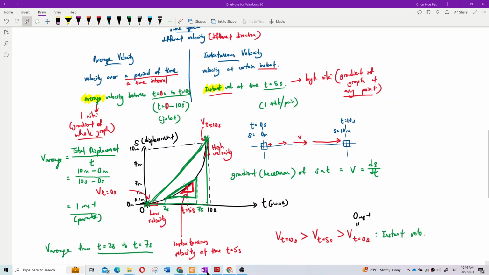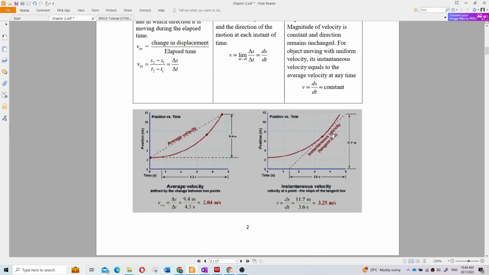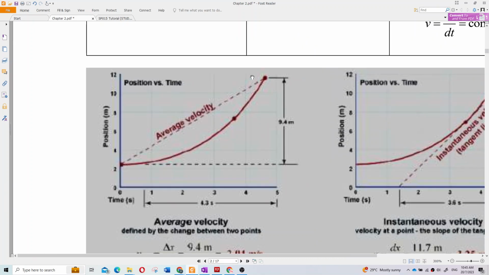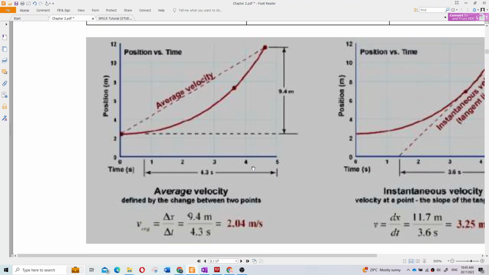Okay, so itulah dia, senang sahaja. You see that? Average velocity take the whole time, ya. Yang 12 tolak mana? If you look carefully here, it is 12 minus 2. I think you get 9.4. And then what time between 2 point? Time taken is between here up to here. So the time is around 4.3 second.